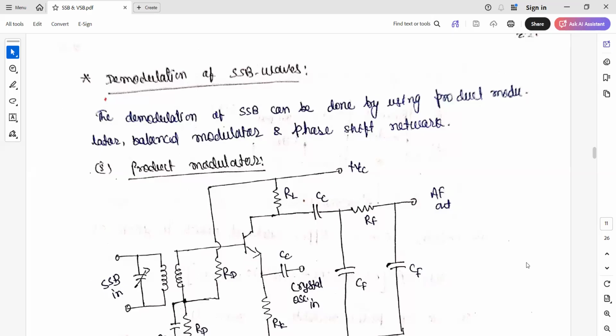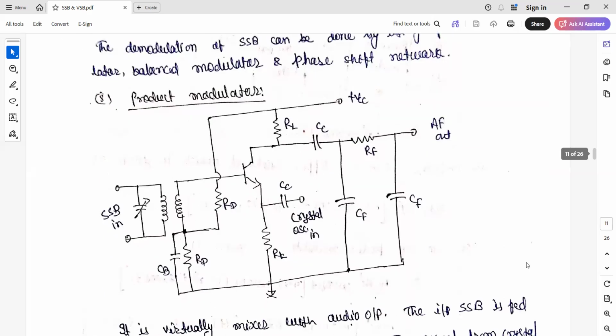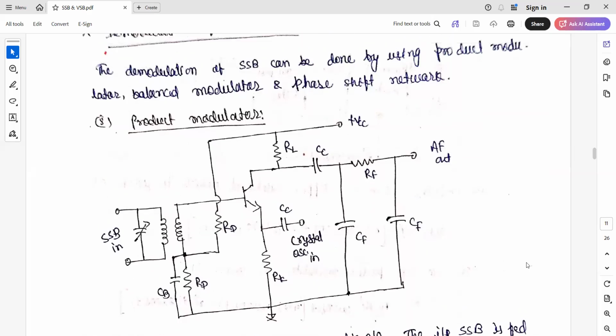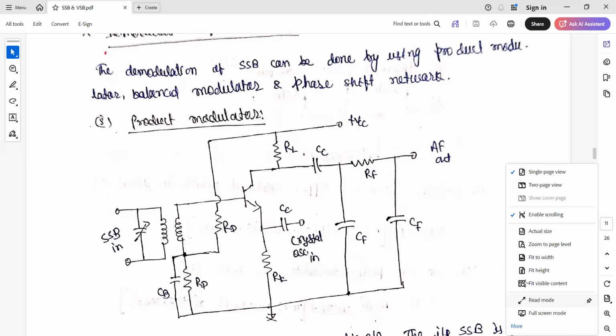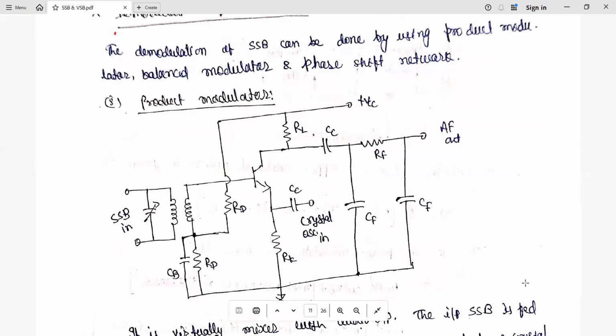So demodulation. Demodulation means we are trying to obtain the baseband signal or message signal from the received signal. So what is the received signal here? It is the modulated signal. Okay. So from the modulated signals, we have to obtain the baseband signals.